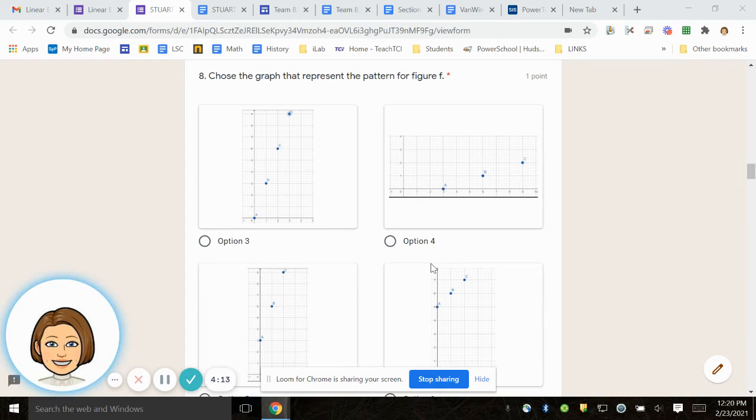Number 8, you're going to choose the graph that represents the pattern for figure F. Down along the X, it goes by 1, 2, 3, 4, 5. And along the Y, it increases by 1, 2, 3, 4, 5, and so forth. Which graph matches the pattern?